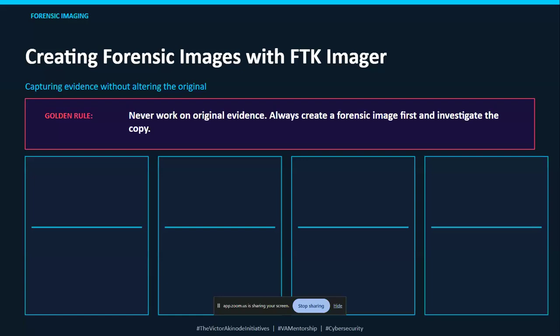So let's talk about the golden rule. Never work on original evidence. Always create a forensic image first. Investigate the copy, not the original. Right? It's very, very important. As we get started with the practical, you guys are going to understand why I am emphasizing this.